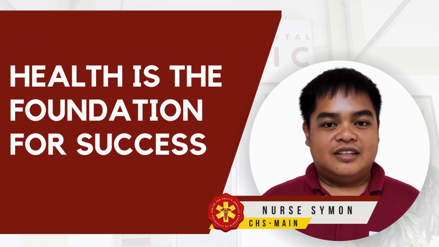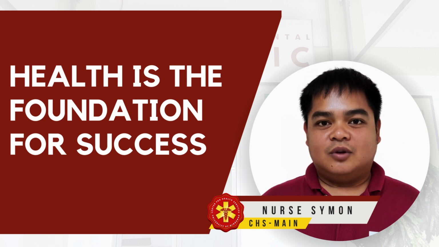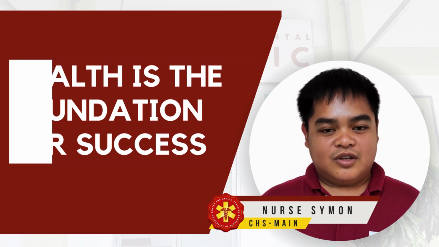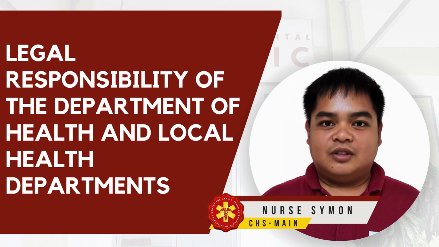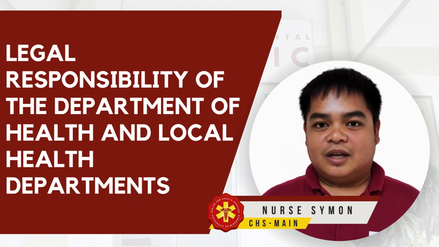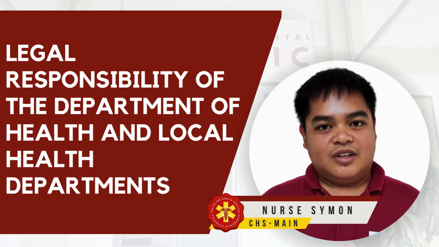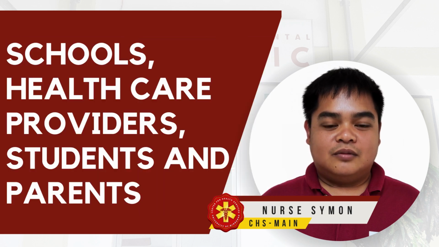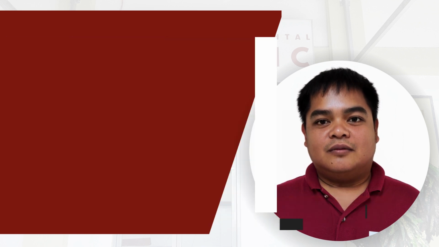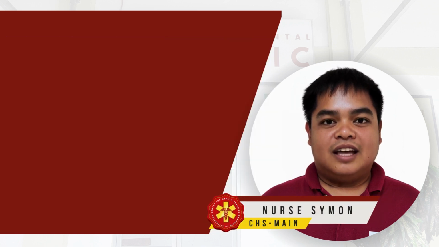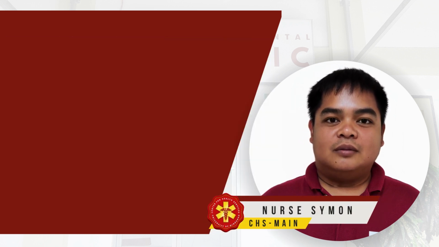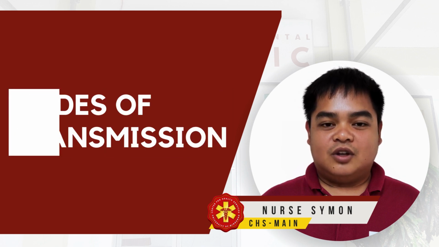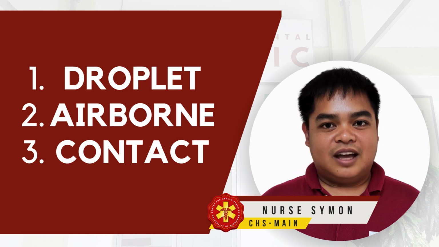The health of children is the foundation for success in education. Controlling the spread of communicable disease in the community is the legal responsibility of the Department of Health and local health departments. However, public health officials rely upon the cooperation and contribution of schools, healthcare providers, students, and parents to prevent the spread of disease. Communicable diseases can be spread in a variety of ways, referred to as transmission modes. These transmission modes can be grouped into three major forms: droplet, airborne, and contact.